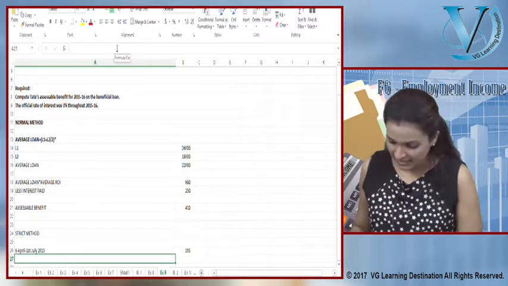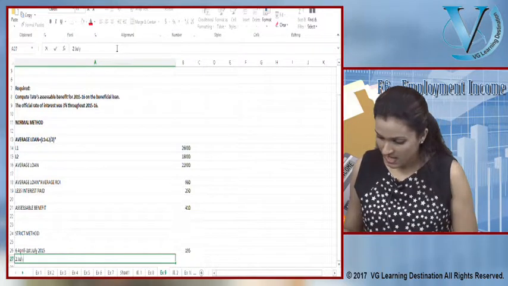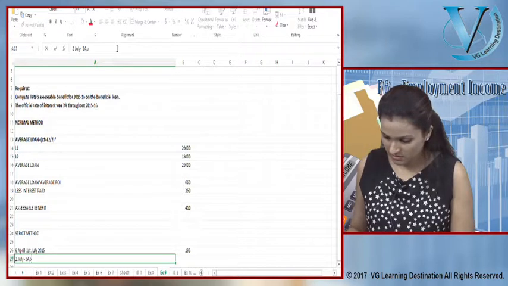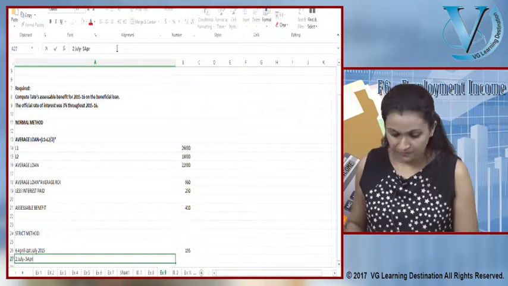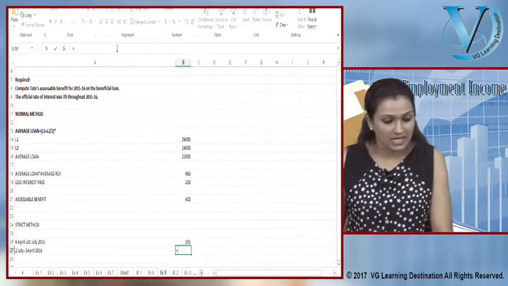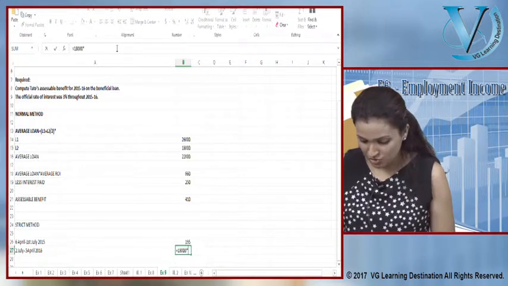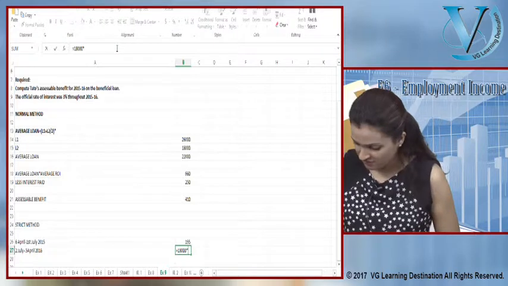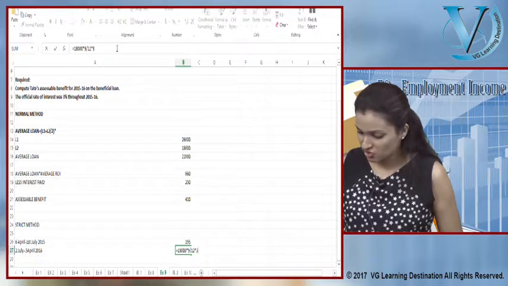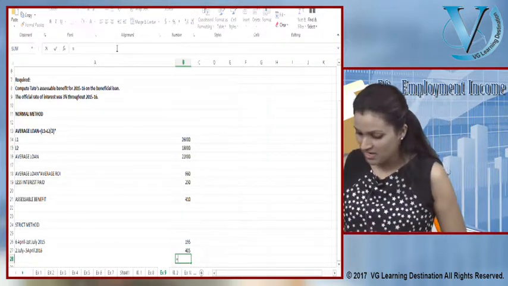From 2nd of July up till when? Up till the 5th of April 2016, which basically means for the next 9 months you've actually enjoyed a loan of 18,000 pounds. Multiplied by 9 by 12, multiplied by the official rate of interest, which is 3%, which comes out to be how much? 405 pounds. So total benefit that you've enjoyed is how much?